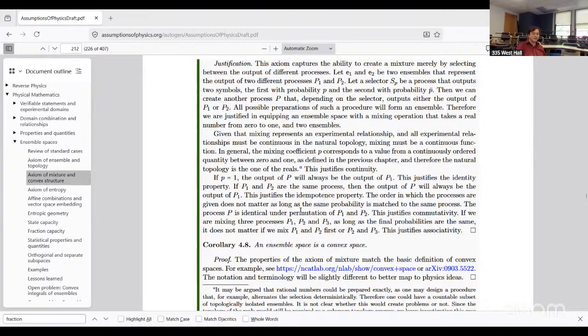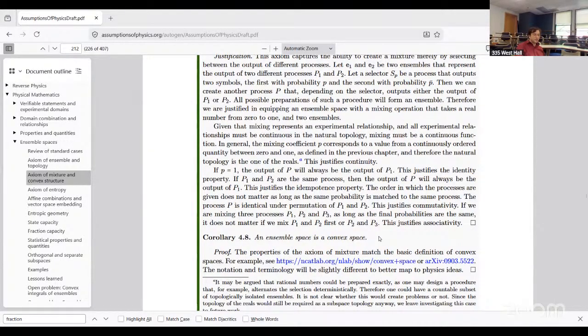The process P is identical under permutation of P1 and P2. This justifies commutativity. And if we're mixing three processes, P1, P2 and P3, as long as the final properties are the same, it does not matter if we mix P1 and P2 first or P2 and P3. And now the consecutive process property would be that if I mix A and B and A and C and they're the same thing, then B and C are the same. I don't see how to do it.